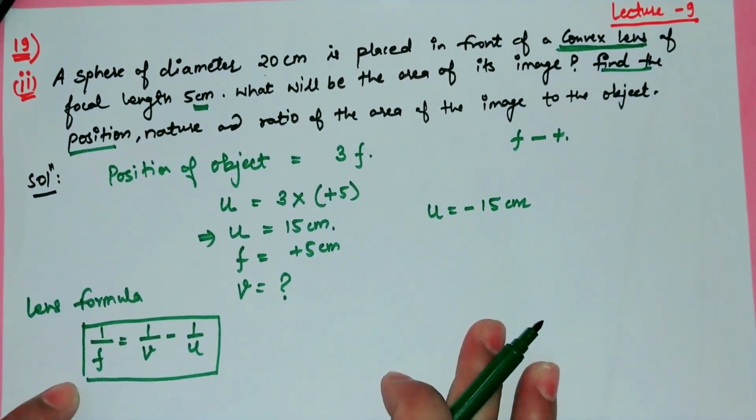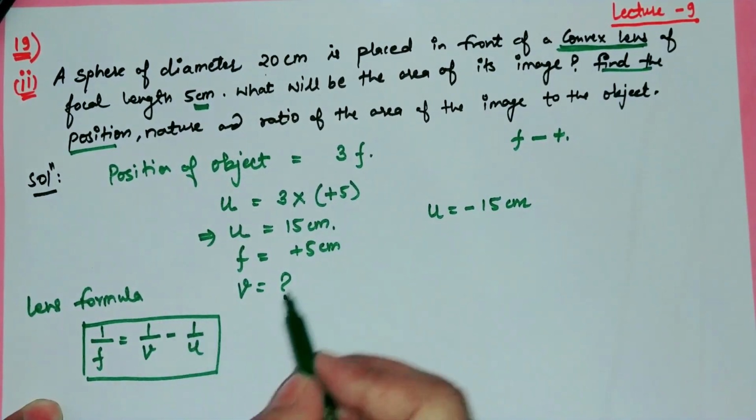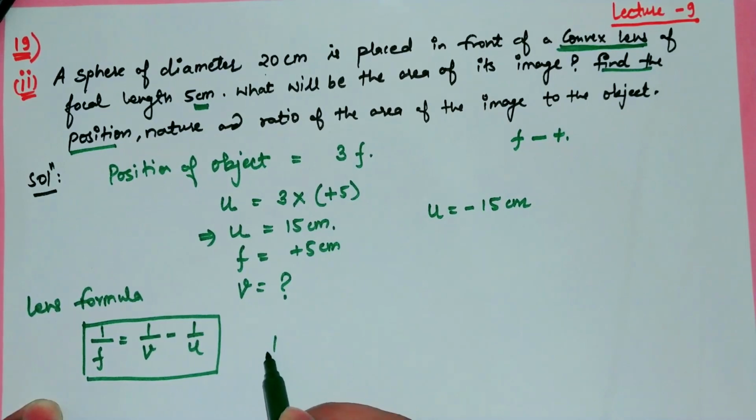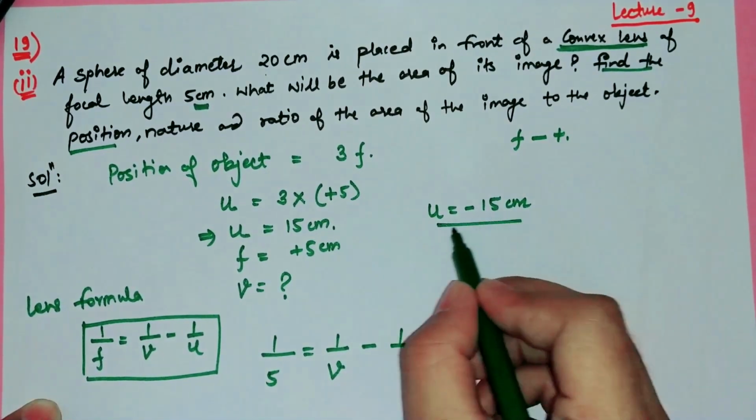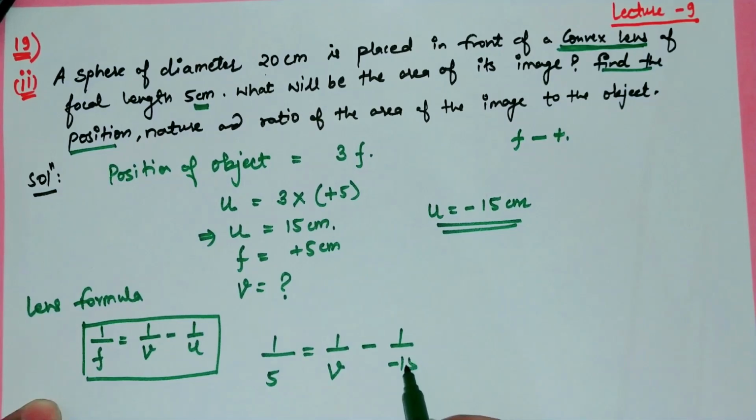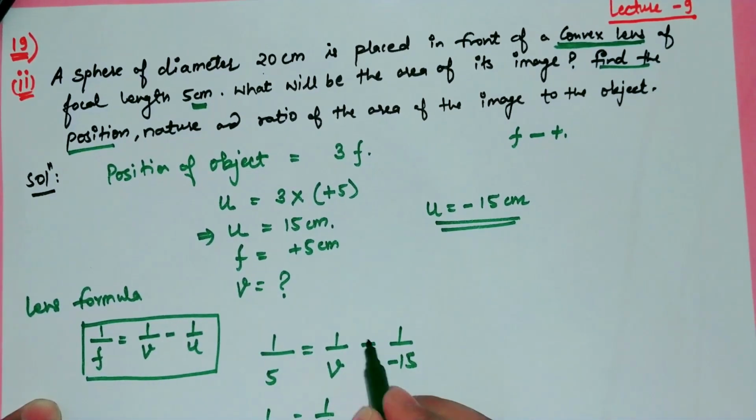Clear? Now put the values in this formula. 1 upon 5 is equal to 1 upon v, which we have to calculate, minus 1 upon u, which is minus 15. So 1 upon 5 is equal to 1 upon v plus 1 upon 15. Transpose 1 upon 15 to this side. So 1 upon 5 minus 1 upon 15 is equal to 1 upon v.